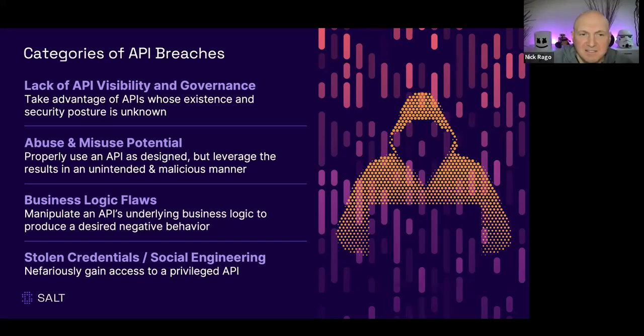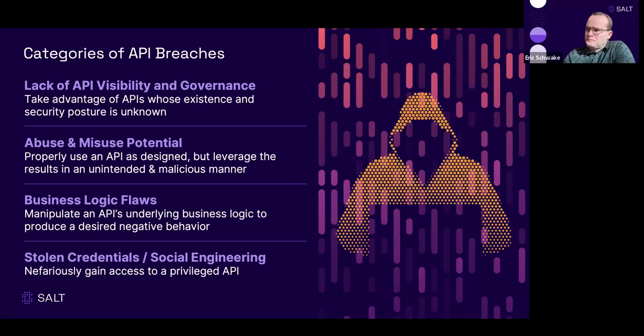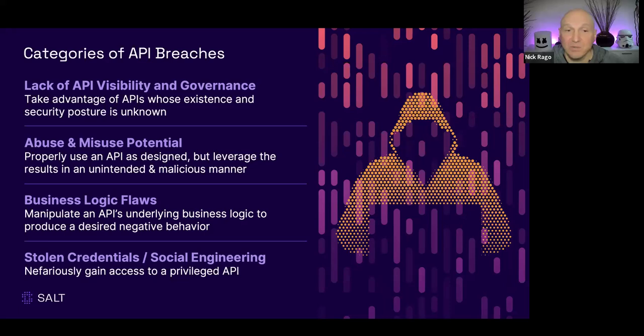A bit different, because a business logic flaw is where I'm doing something to an API to actually induce a negative behavior. It's not the standard behavior. Yes, it's doing what it's supposed to be doing, but if I poke or prod, or change a parameter in a slight way, I'm inducing some type of negative behavior. And that could be giving me access to another user's data.